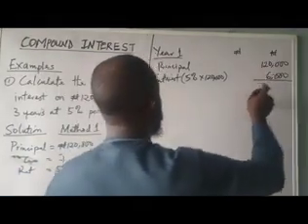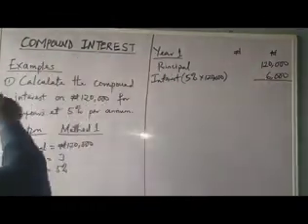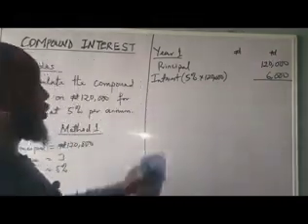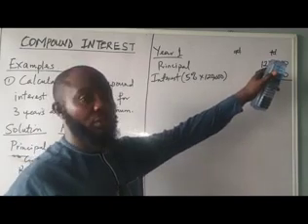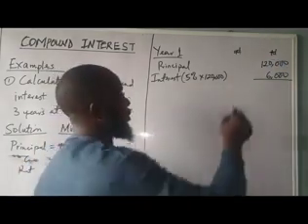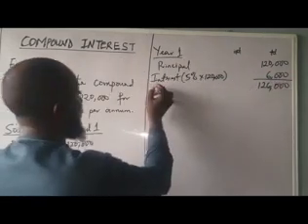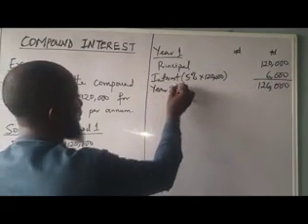So for us to get the principal for year 2, we are going to add this together. We are not going to maintain the same principal that we have here, that 120,000. So this will give us 126,000 naira. So this will now be the year 2 principal.